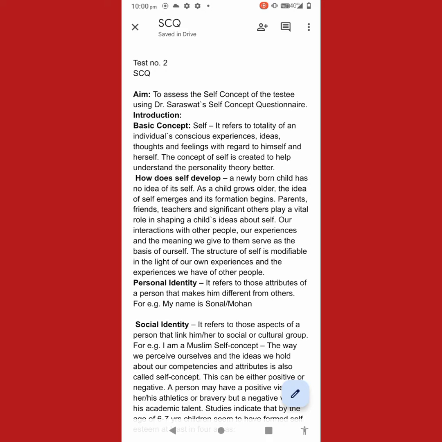The concept of self is created to help to understand the personality theory better. Not only this, children, the study of self will help you to understand other persons better. Until and unless we know ourselves, we cannot understand others. Then, how does the self develop?